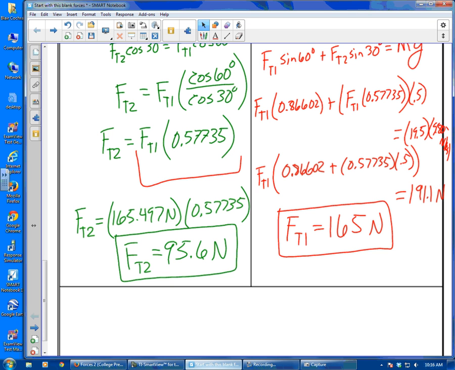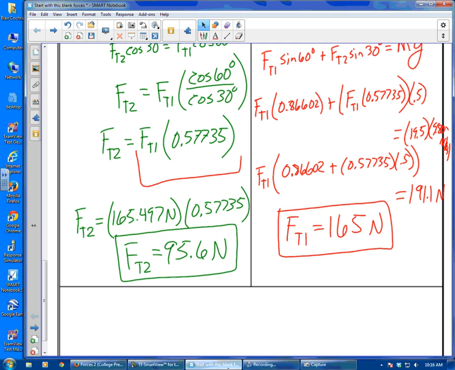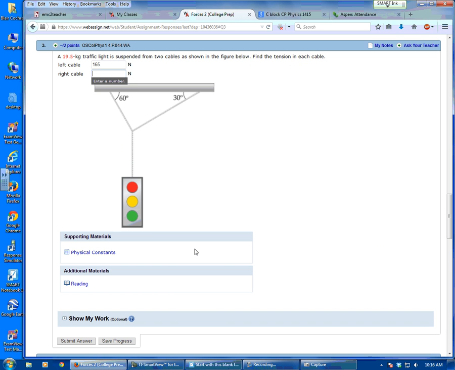Let's see if that's correct. So my FT1 was on the left-hand side. Probably the last thing to be careful of is you want to make sure you put them into the right things. So like this, the left hand was my FT1, 165. Then my right-hand cable was my FT2, which is 95.6. See if I got it right. Yay.